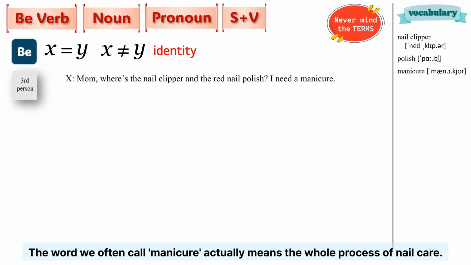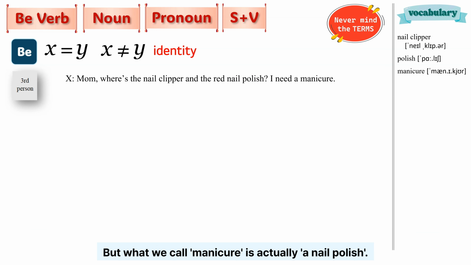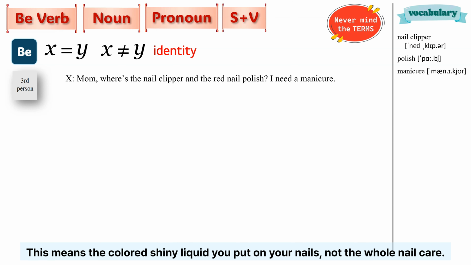The word we often call manicure actually means the whole process of nail care. At the end of this word, there is something like the English word care, right? But what we call manicure is actually a nail polish. This means the colored shiny liquid you put on your nails, not the whole nail care.